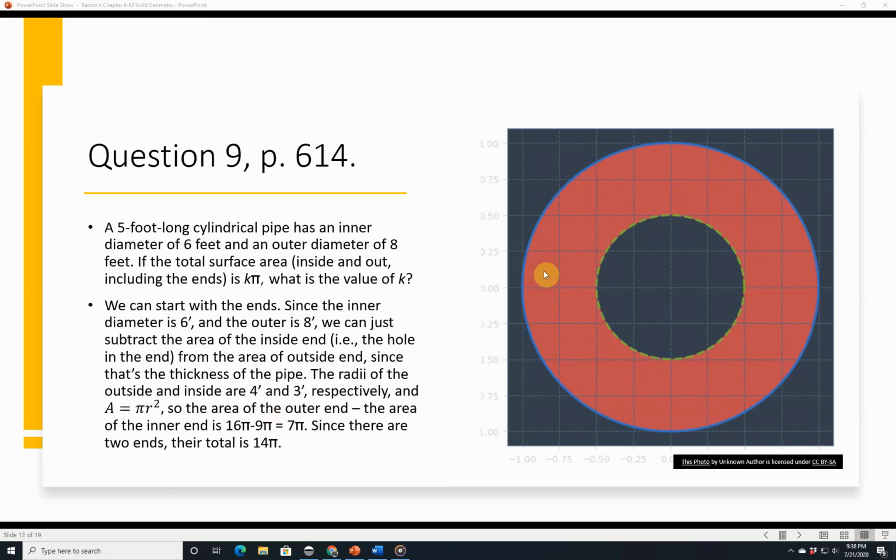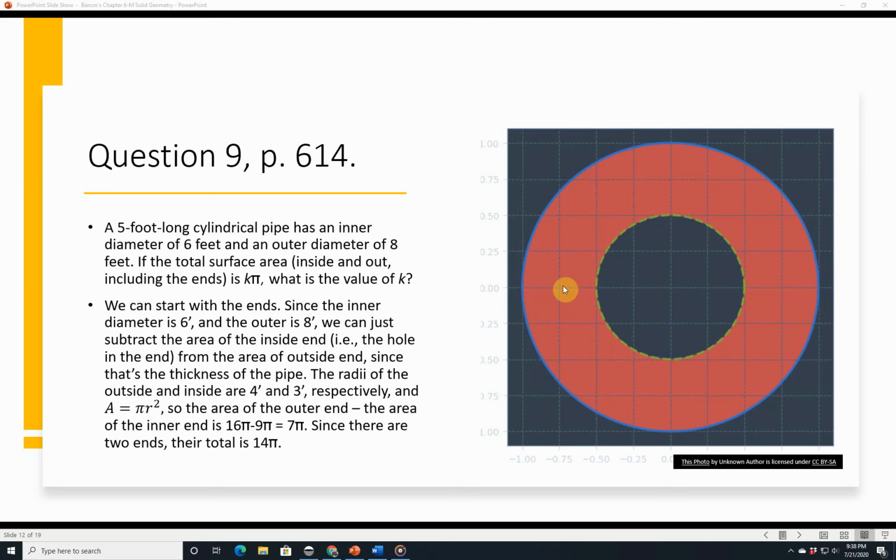So we can start with the ends. Since the inner diameter is 6 feet, so this is 6 feet here, and the outer is 8 feet, so from here to here is 8 feet. Okay, so that means we've got a pipe whose inner dimension is 6 feet across, and this is 8 feet across, so we can tell that the pipe itself is about a foot thick. Well, it is exactly 1 foot thick. So this is a gigantic sewer pipe or something like that.